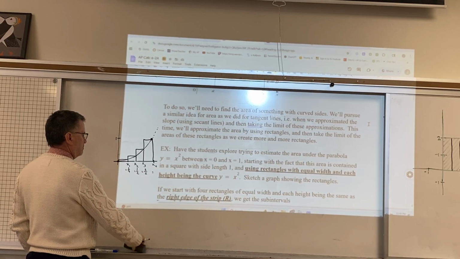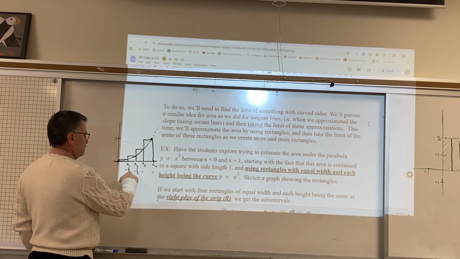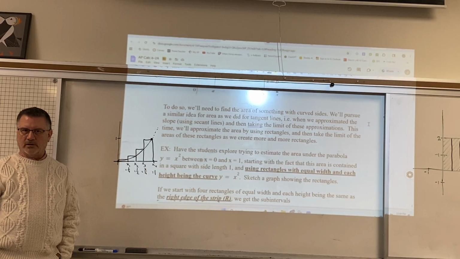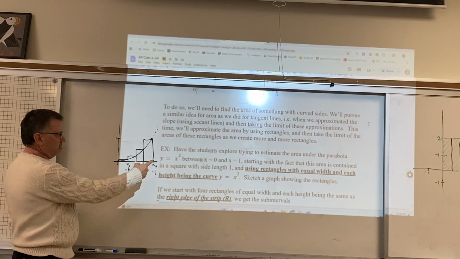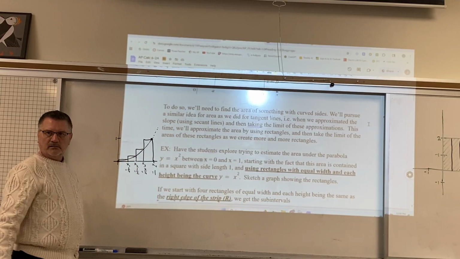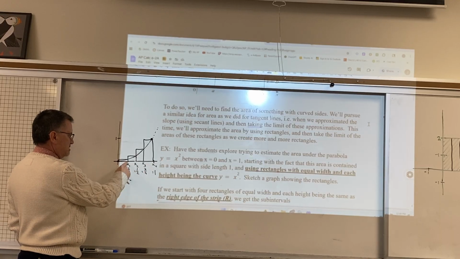Sorry, I did that one wrong. It's 1/4, 2/4, 3/4, and then 4/4 is 1. So those are the values of x I'm going to plug in. Plug into what? Plug it into the equation, because that'll tell me what the y value is, how high it is. So I'll have all the same base times height.